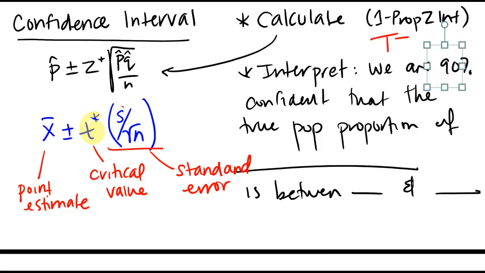We also have a new calculator shortcut. We'll be using T interval as opposed to 1 prop Z interval. And instead of making our statement about the true population proportion, it's going to be about the true mean. So that's topic number 2 that we covered. That's going to be on the exam.